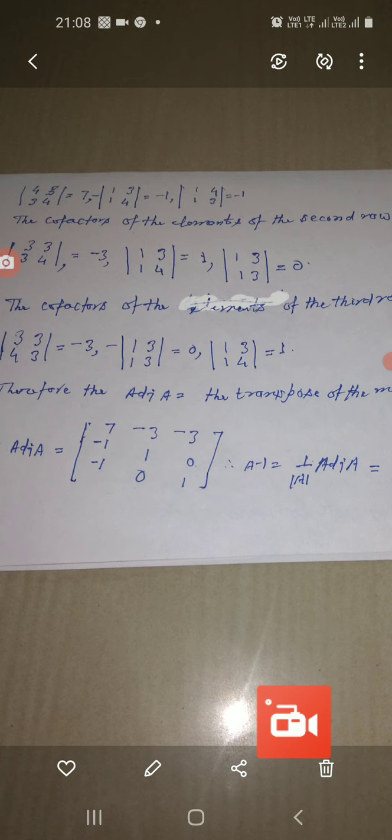Therefore now you can find A inverse, and this A inverse is equal to adjoint of A upon determinant of A, and determinant of A is equal to 1. So A inverse is equal to the matrix 7 minus 3 minus 3 in the first row, in the second row minus 1 1 0, in the third row minus 1 0 1. That is equal to adjoint of A, and this is your answer. So this is very simple.